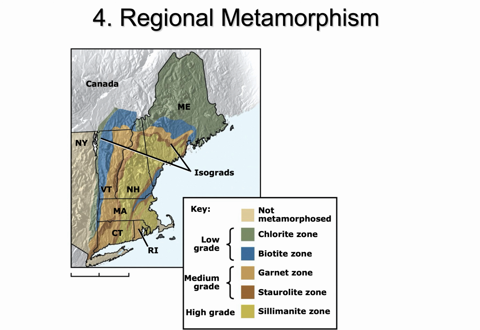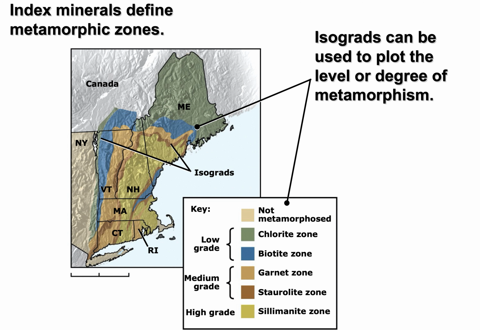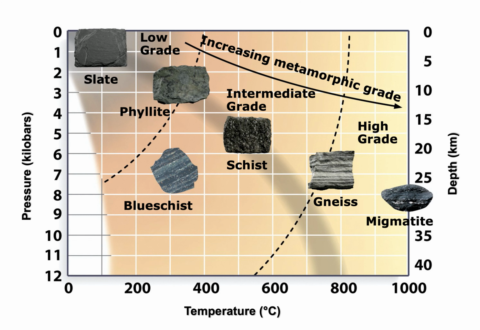So now we are going to the next slide. Here we have again a definition: index minerals define metamorphic zones. That is actually just repeating what you have learned last year in the field trip. Isograds can be used to plot the level or degree of metamorphism. You know this also from the last year field trip.